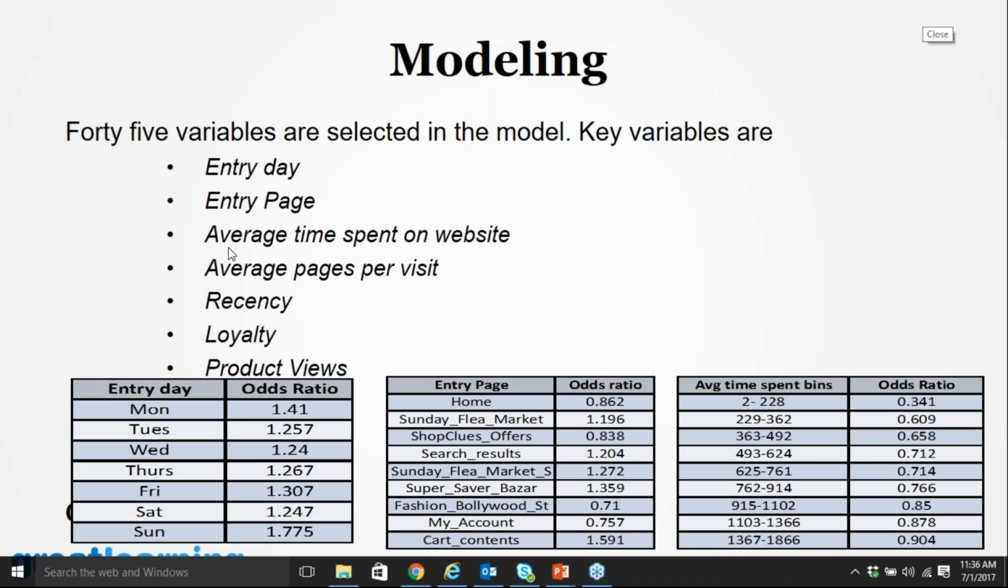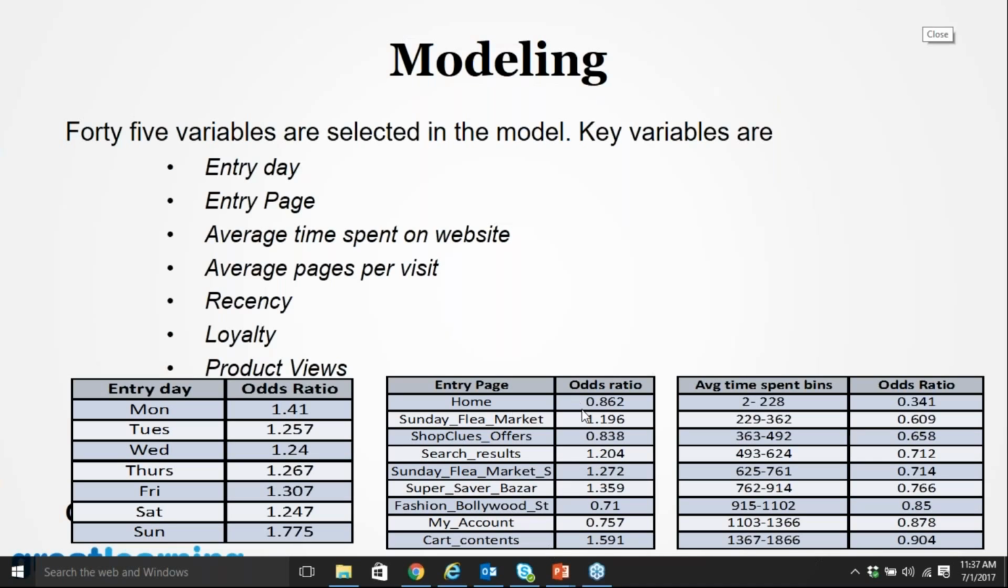So here is the odds ratio for each of them. How do we interpret the odds ratio? On Monday, the likelihood of a person buying is 41% more than the rest of the days. 25% for Tuesdays, 24% for Wednesdays, 26% for Thursdays, and so on. And Sunday, as we saw in our exploratory data analysis, has 77% more chances of a person buying, or say placing an order.